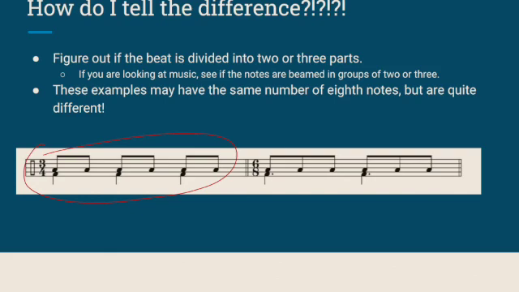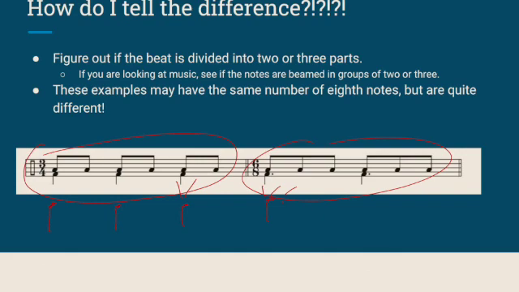So how do you tell the difference? Because right here you have 6 eighth notes in each of these examples, right? So the first thing you need to do is figure out if your beat is divided into 2 or 3 parts. Well, actually figuring out what the beat is is the more important part of the two, right? So you're looking and you have a quarter note here. Your quarter note is being divided into 2. You have a dotted quarter note, right? Your dotted quarter note is being divided into 3, which you can see from this grouping here.